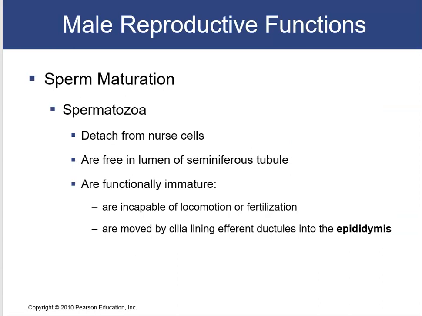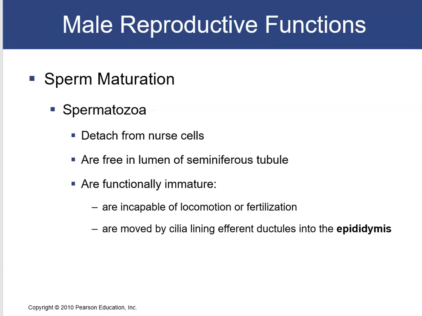Spermatozoa, once they are mature, will detach themselves from the nurse cell. At this time, they will be free in the lumen of the seminiferous tubule. However, they may look mature, look like they are finished, but they are functionally immature. Structurally, yes, they are finished, but functionally, they are immature. They are incapable of locomotion or fertilization. In other words, they cannot move on their own, and at this point they would not be able to fertilize the female egg.